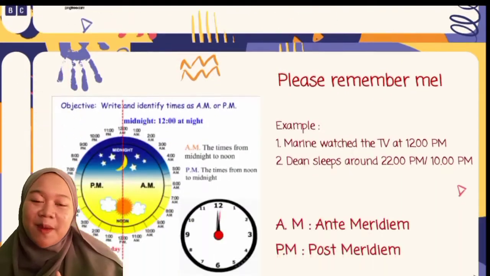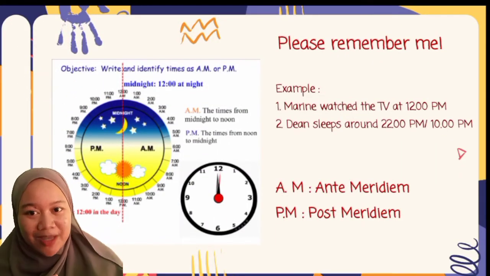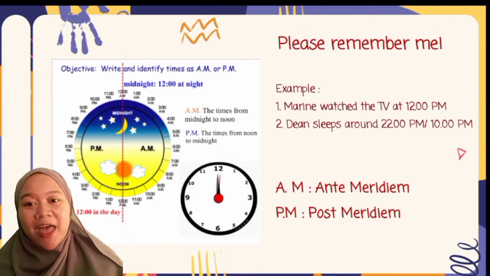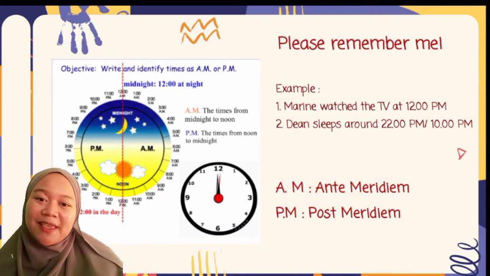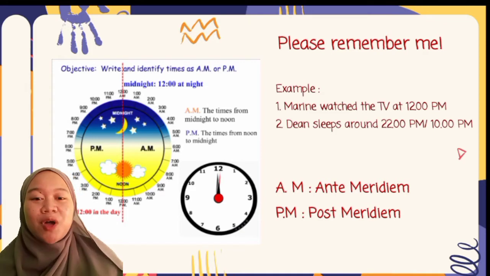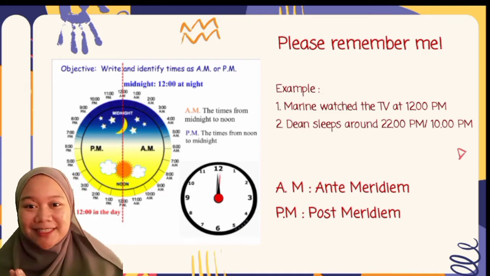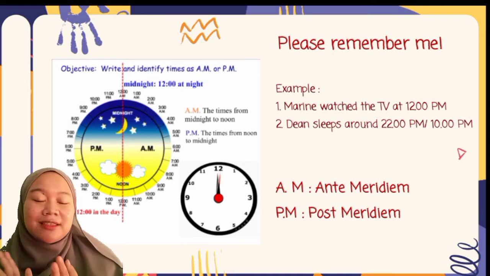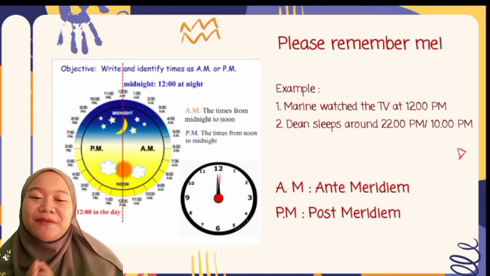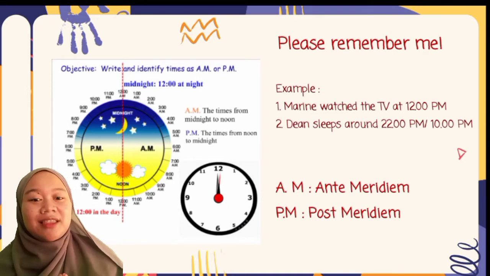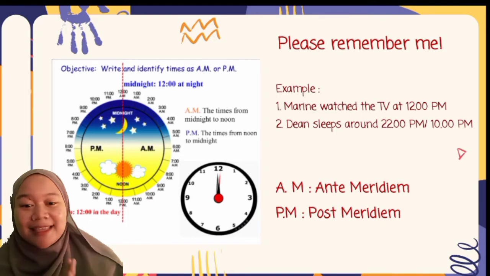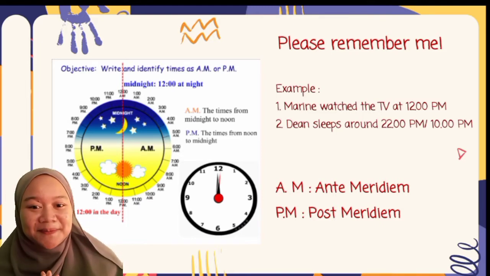Okay, next is please remember me. We will learn how to show the time. For showing the time, we use AM and PM. AM is ante-meridian. This shows the times from midnight to noon. And then PM is post-meridian. This shows the times from noon to midnight. For example, Marin watched TV at 12 p.m. And the second example is Diane sleeps around 10 p.m. Do you understand?